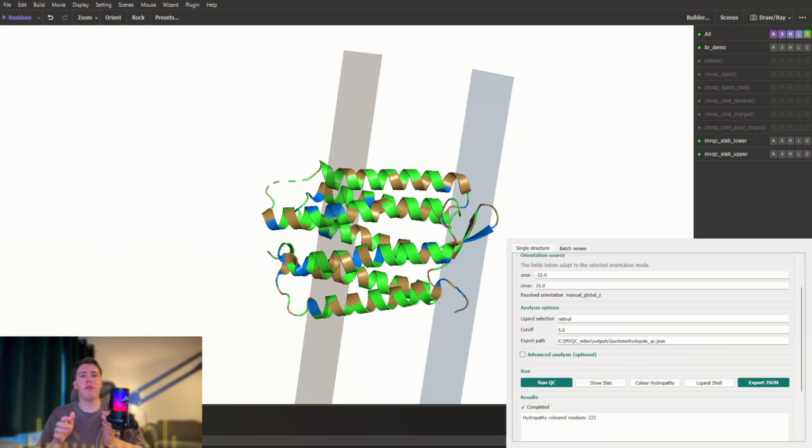Now, unusual chemistry in a membrane-facing region is much easier to notice. But notice the wording. Notice, not automatically condemn. A polar or charged residue in a membrane region may be biologically important. The software should surface it for inspection, not declare it wrong.